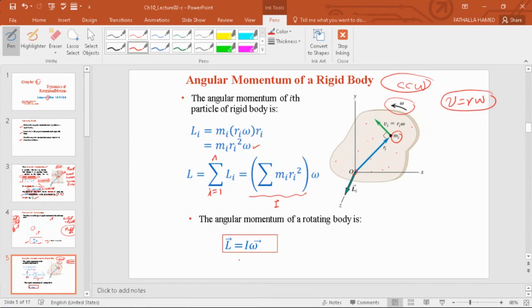So your angular momentum here will equal I omega in general. So it depends which way it is rotating. You can have a clockwise rotation or a counterclockwise rotation: counterclockwise will be positive, clockwise will be negative. So you can decide in which direction the angular momentum is. Is this clear?